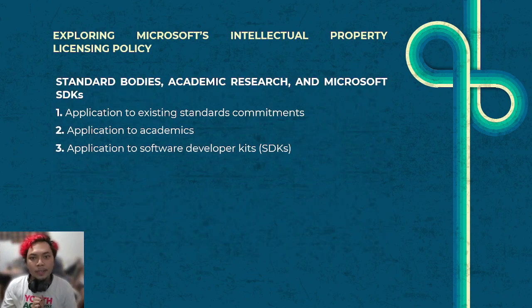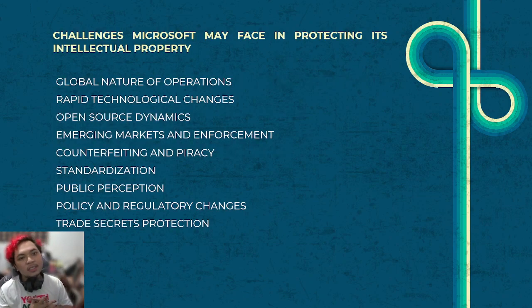Among this intellectual property licensing policy are standards bodies, academic research, and Microsoft SDKs, or software development kits. First is the application to existing standards commitments, application to academics, and application to software development kits, or SDKs. So what are the challenges Microsoft may face in protecting its intellectual property? As mentioned here in the list: the global nature of operations, rapid technological changes, open source dynamics, emerging markets and enforcement, counterfeiting and piracy, standardization, public perception, policy and regulatory changes, and trade secrets.